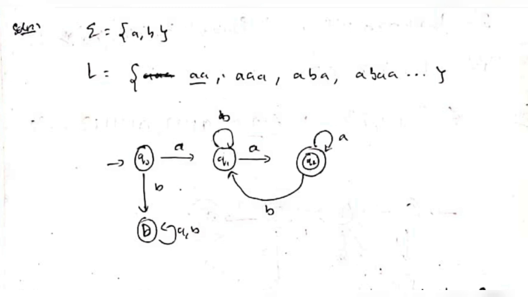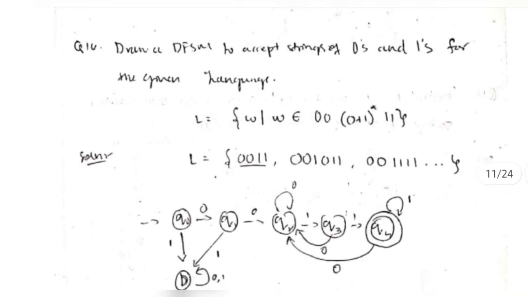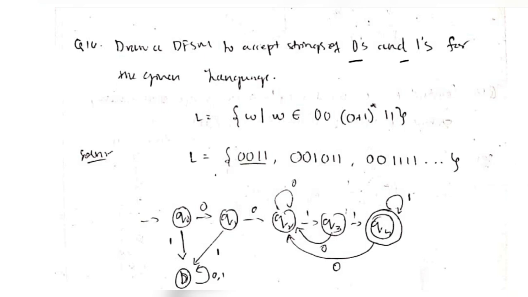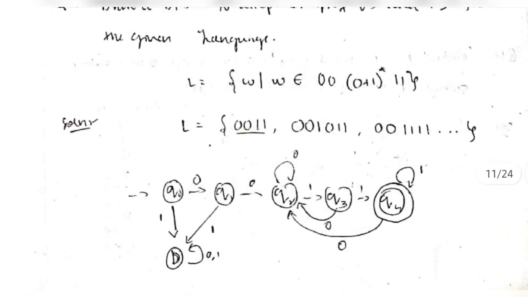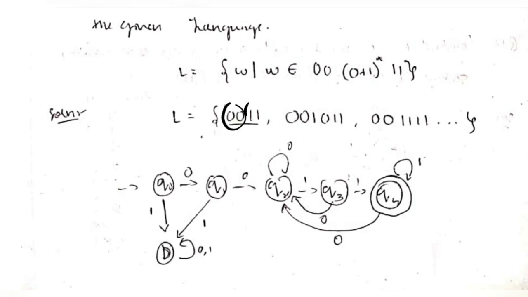Finally, it will end with A, and the start is also A. The next question is to draw a DFSM to accept zeros and ones. So, the alphabet is 0 and 1 for the given language. The language starts with 0 0 and ends with 1 1, and in between we can have any combination of 0 and 1. What is the minimum string we can form? 0 0 1 1. We can have empty in between also, therefore the minimum is 0 0 1 1. We will have 5 states here, and for each state we will determine whether it is a self loop, goes to other states, or is a dead state.